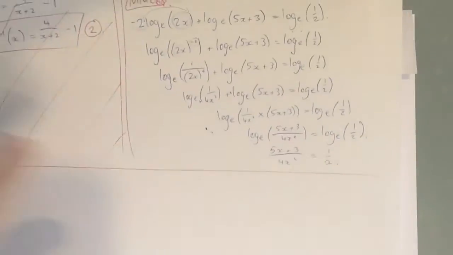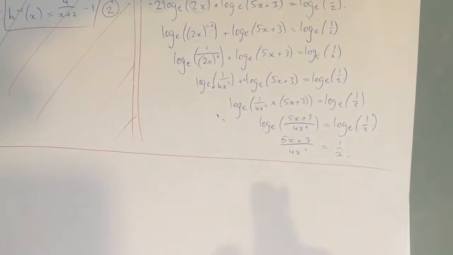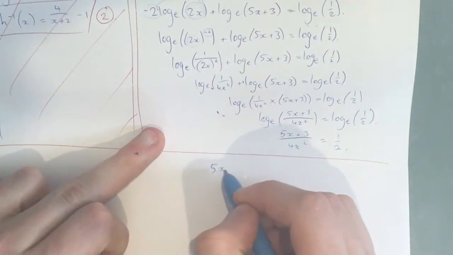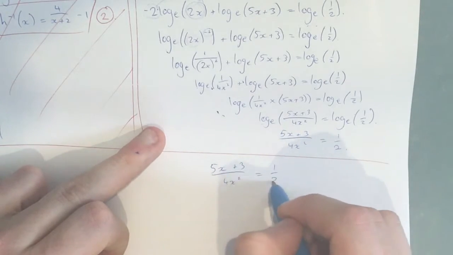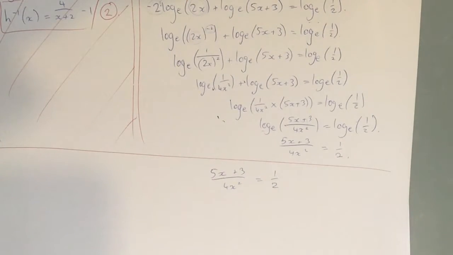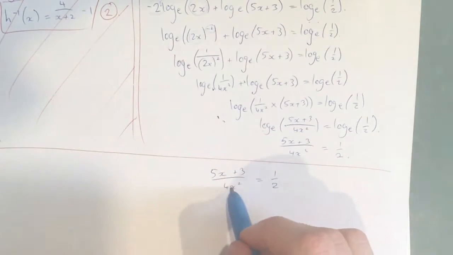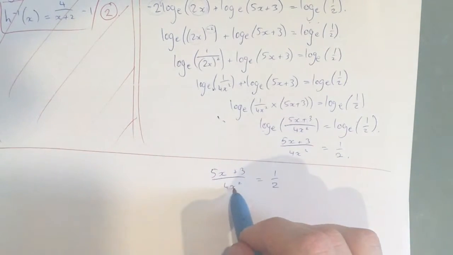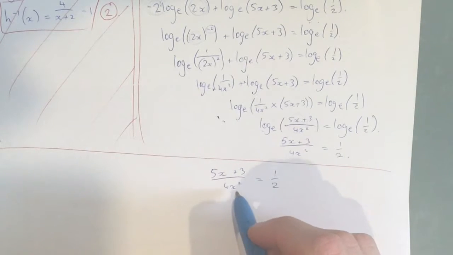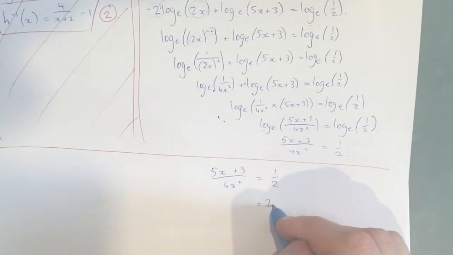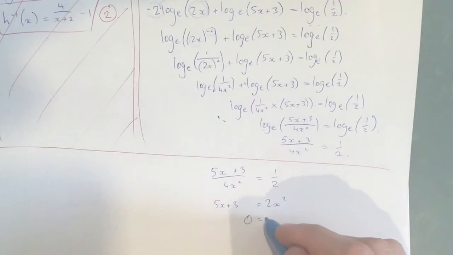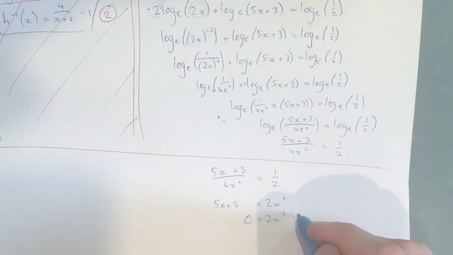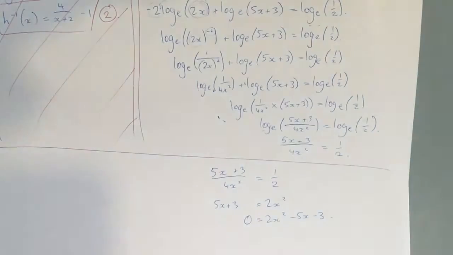Now, I've run out of space. So what we now have is 5x plus 3 over 4x squared equals 1/2. Expanding that out, we times both sides by 4x squared. 4x squared times 1/2 is 2x squared. We get 5x plus 3. And to get it all on one side, we have 2x squared take 5x take 3.